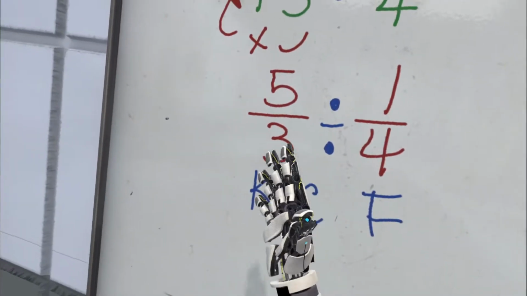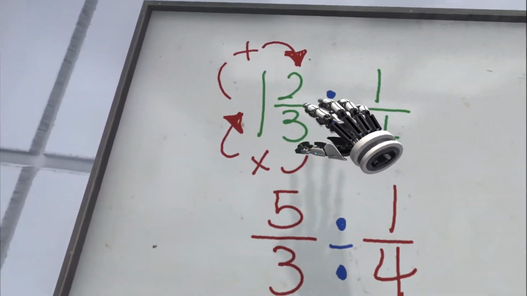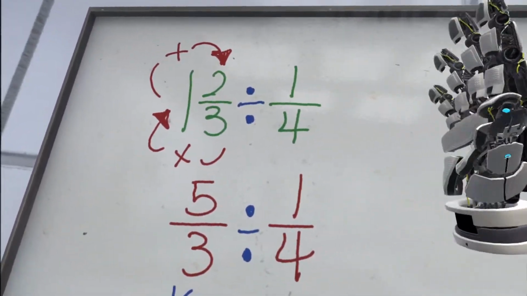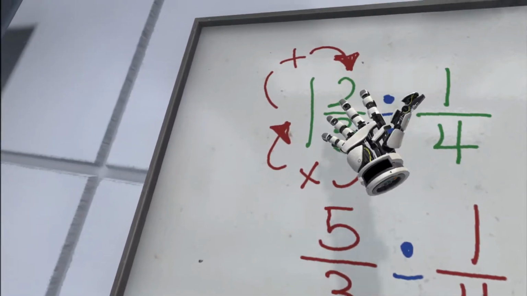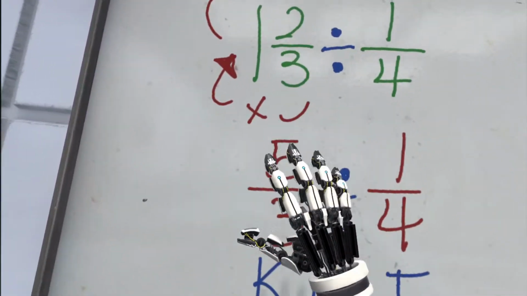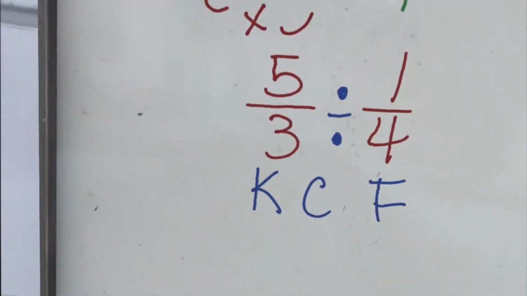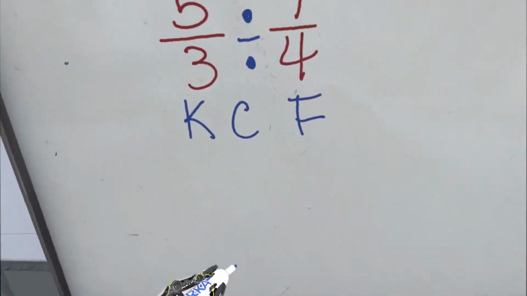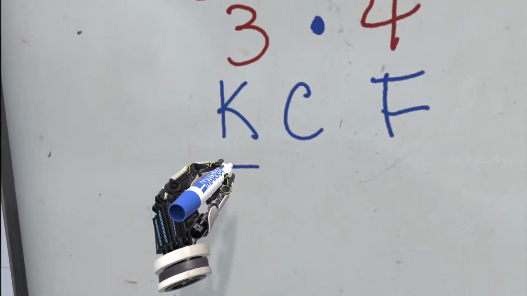Oh, and make sure you never use KCF right from the beginning. I could not use it from the beginning because this fraction didn't allow me. It had to turn into that fraction. So it went from here to there using around the world. So let's continue. Keep it, change it, flip it. Keep the first one the way it is, 5/3.